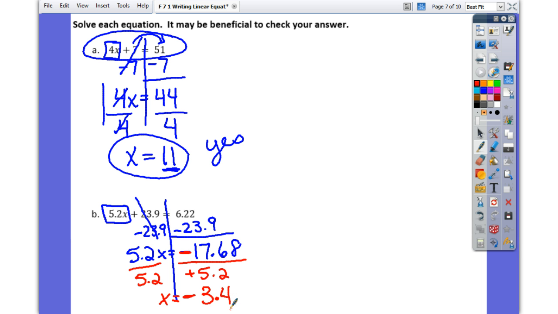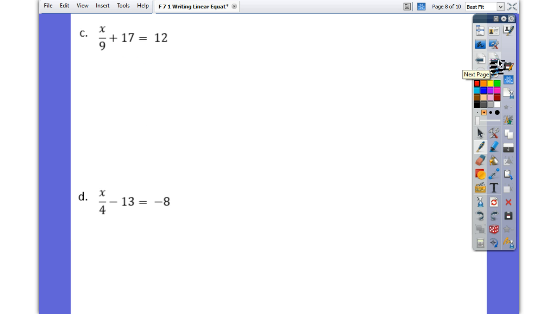3.4 should have been what you got. Nicely done. All right, see what you get for this one. X divided by 9 plus 17 equals 12. So what was the first thing you had to do? Minus 17 to both sides.